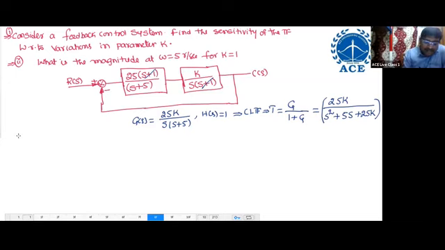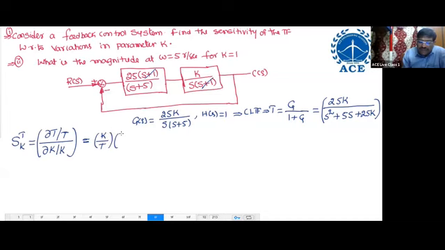Now find S_T^K. S_T^K means percentage change in transfer function by percentage change in k. That means simply (dT by T) divided by (dk by k), which equals k by T into dT by dk.